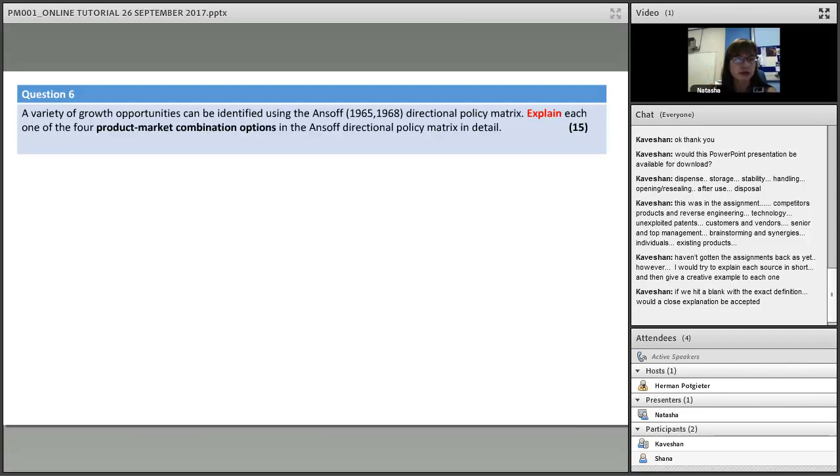Right. And then the last question I have for you is, a variety of growth opportunities can be identified using the Ansoff directional policy matrix. Explain each one of the 4 product market combination options in the Ansoff directional policy matrix in detail for 15 marks.